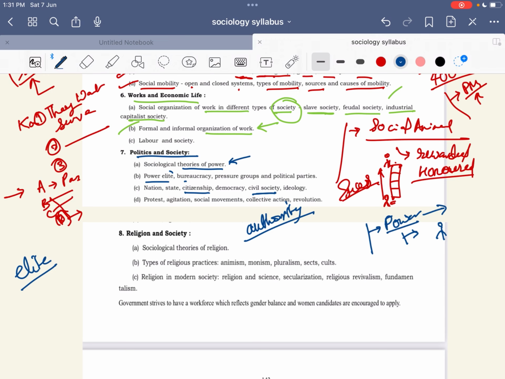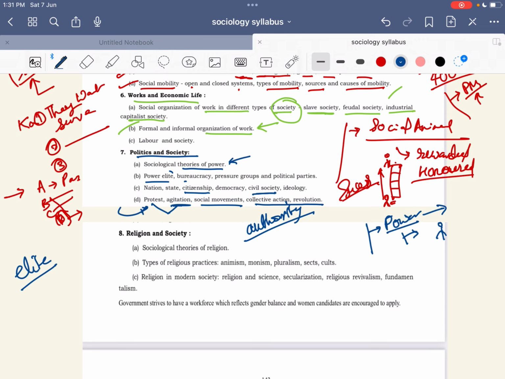Ideology. Then there is a protest. See, protest is very important part. Whenever you read the newspaper, you will see protest. Someone is doing protest for something. Okay. Then there is a agitation. So what is difference between the protest and agitation? Then there are social movements, and there is a collective action and revolution. See, see how beautifully UPSC has framed the syllabus. Collective action and revolution means without collective action there cannot be revolution.